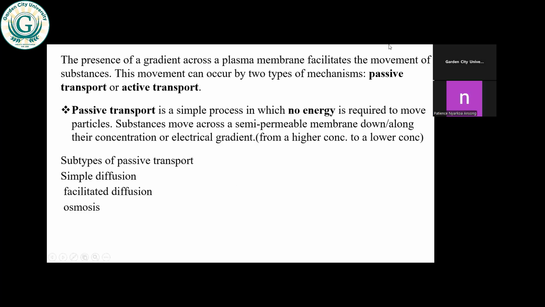Various mechanisms within the body use osmosis to transport water across the cell membrane. Example, during formation of urine, absorption of water, and so on.